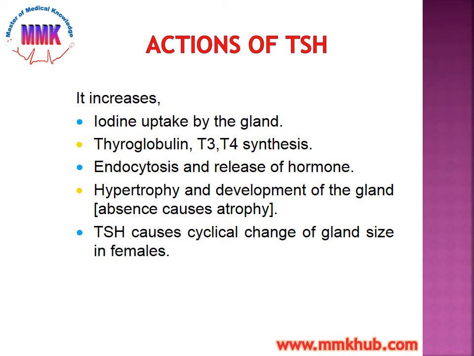Action of the thyroid stimulating hormone. Thyroid stimulating hormone increases the iodine uptake by the gland, thyroglobulin formation, T3 and T4 formation, endocytosis and release of the hormone, and hypertrophy and development of the gland. It also causes cyclical change of the gland size in females. All these actions of the thyroid stimulating hormone cause increased production of thyroid hormone from the thyroid gland.